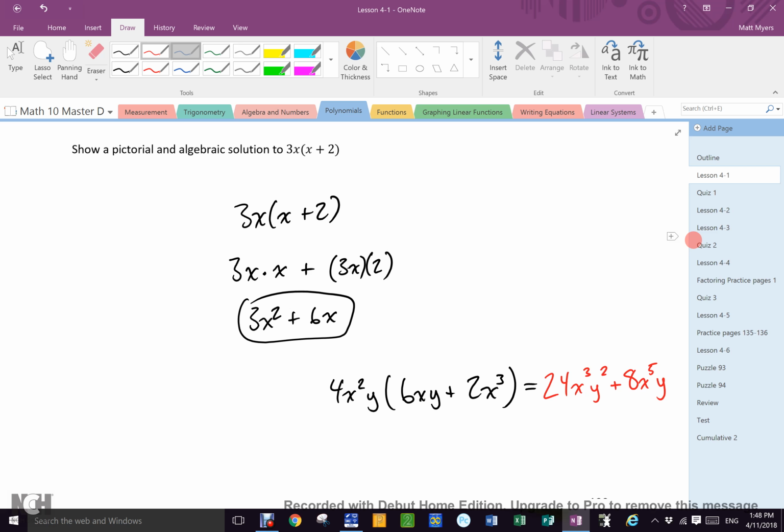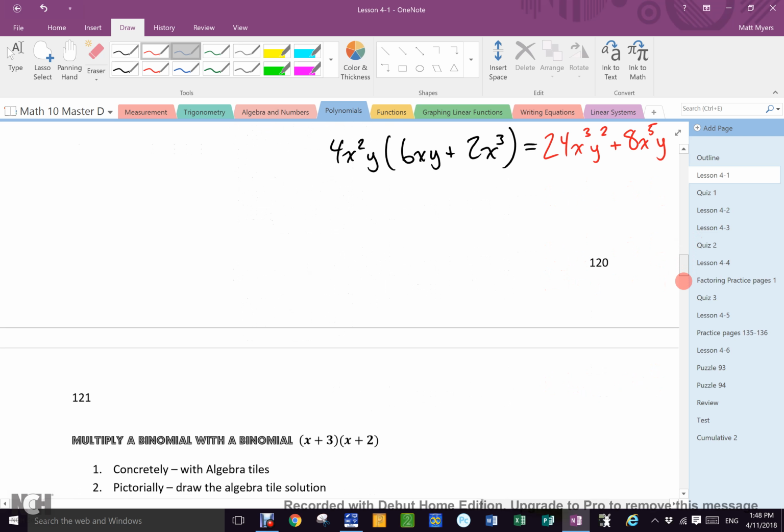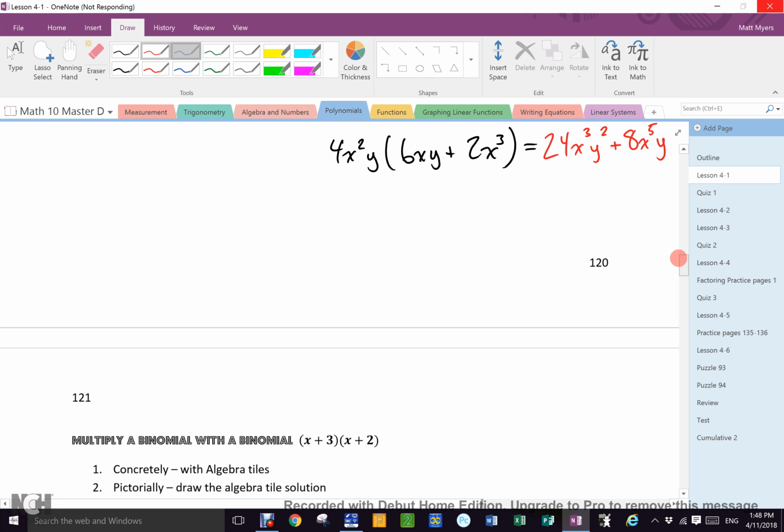Everybody can do this, yes? That's where grade 9 ended. Now we move on. For some of you, this will be new. For some of you, this will be still a little bit of review on page 121.